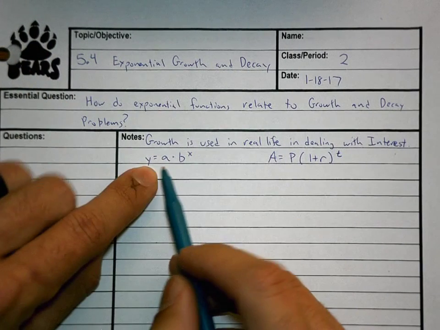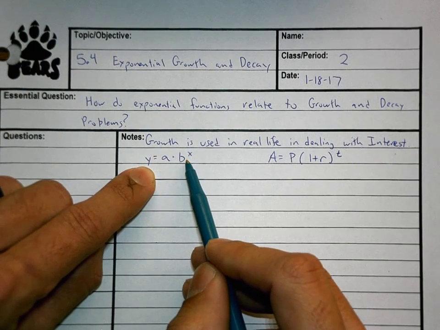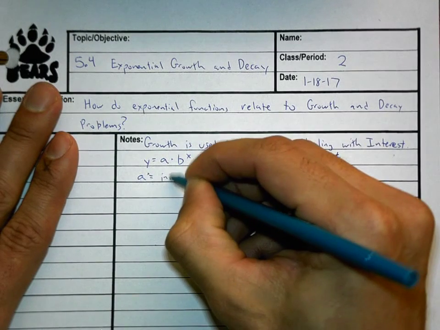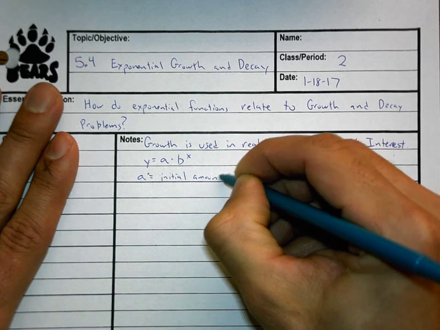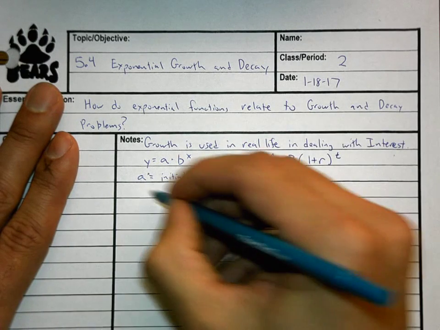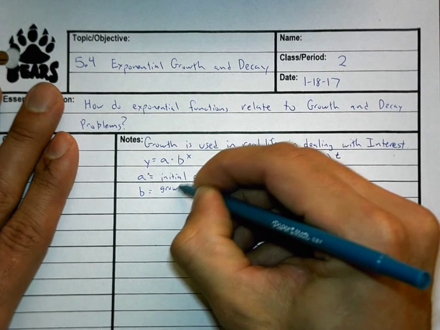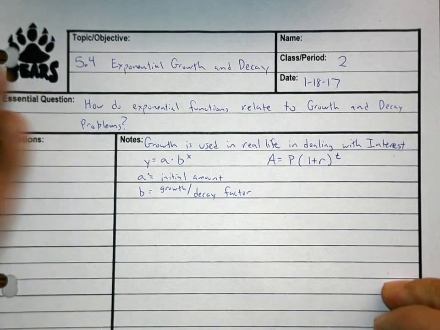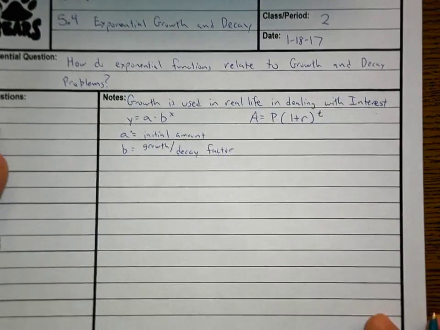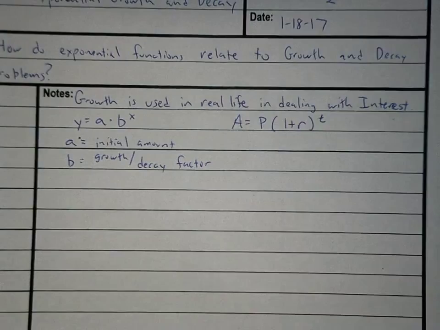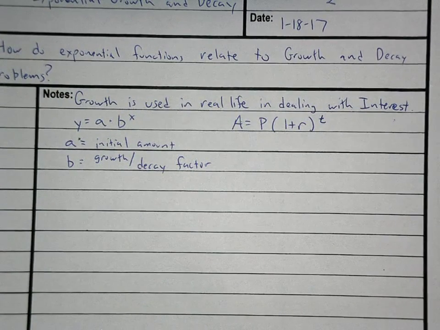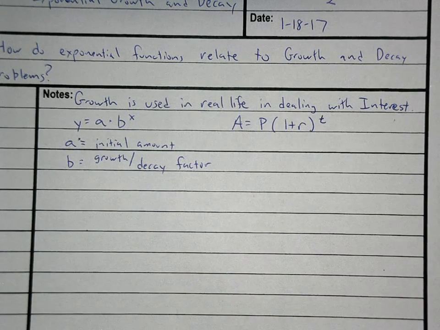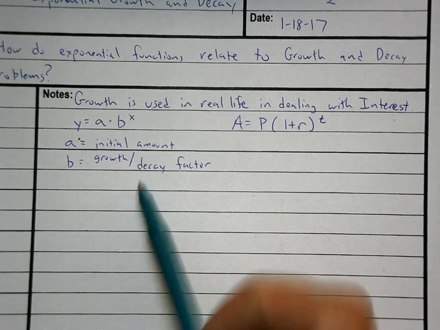The formula that we're going to use today is y equals a times b to the x power, where a is your initial amount and b is your growth or decay factor. Let me move that up a little bit and zoom in just a little bit so you can see that section better. A is your initial amount. What are you starting with? B is your growth or decay factor.